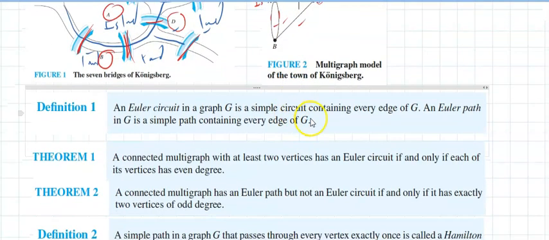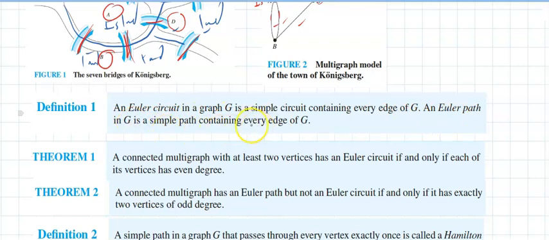So, an Euler circuit in a graph is a simple circuit. Circuit means it's closed. It begins and ends at the same point, containing every edge of G. An Euler path is a simple path containing every edge of G. So the difference between those is that the circuit begins and ends at the same vertex, and the path is just going over the edges once.